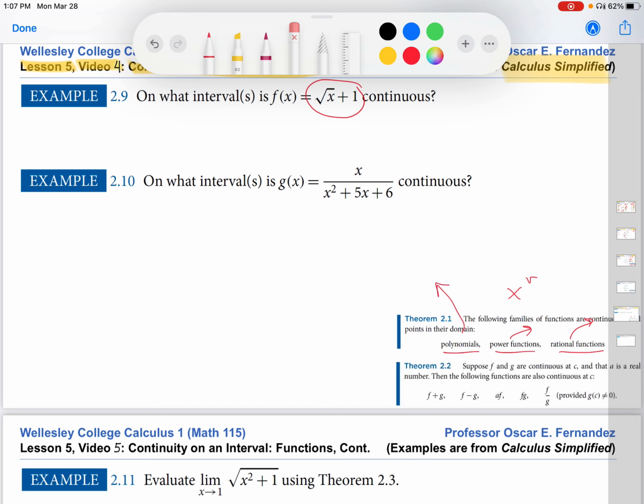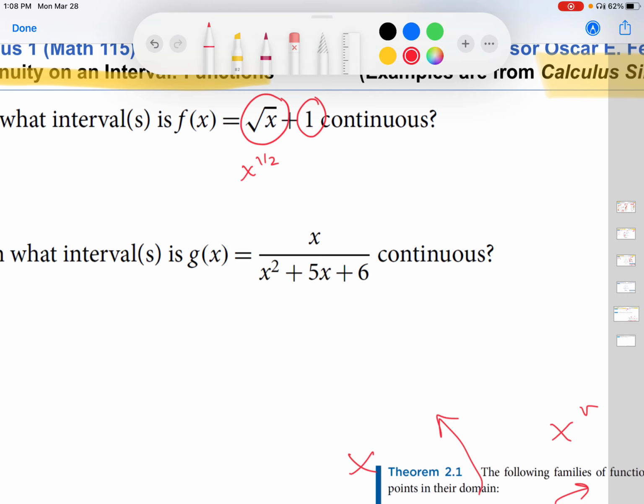So we're going to use this other theorem. Can we now view this function as a sum, difference, multiple, product, or quotient of two functions that we know something about continuity for? The answer is yes. If we zoom in here, this is a power function, x to the 1/2. This is a constant polynomial, y equals 1. Let's call these functions g of x and h of x. Now we can go back and use our theorems. We have found that inside this f of x function are a power function and also a polynomial.